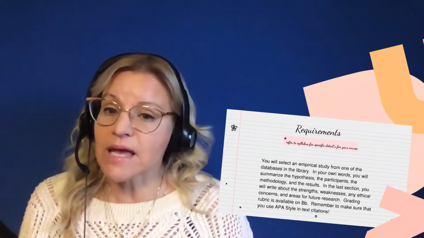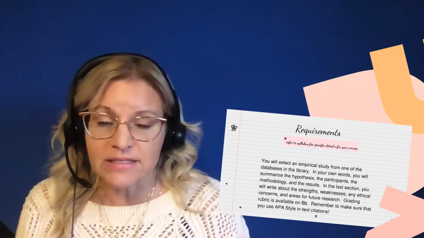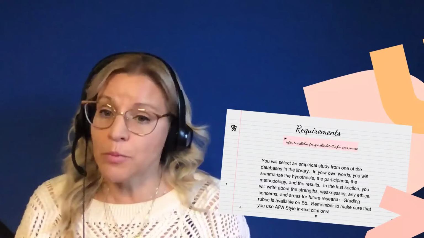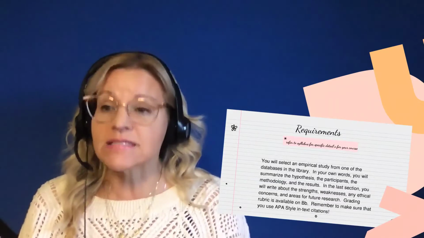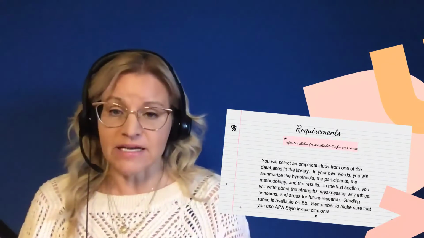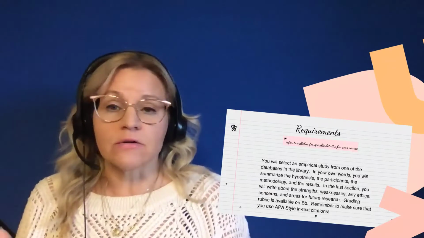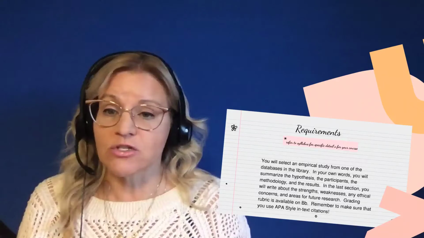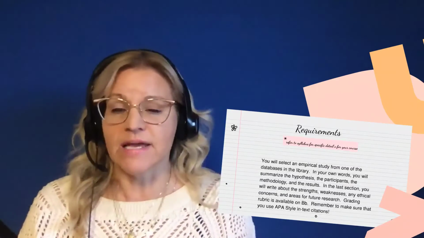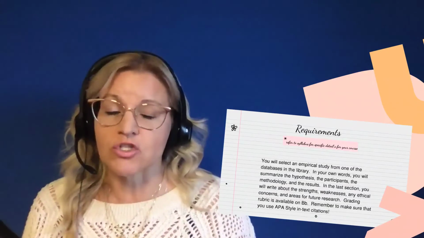Now, if you find a study that doesn't have any strengths, that's okay. Just make sure you put a statement in there that says, this author has not identified any strengths of this study, or, if there's no areas for future research, again, this author has not identified any areas for future research, and so forth. This way, I know you at least thought about it, and it's okay if your study doesn't have any of those, but I just need to know that you thought about it.